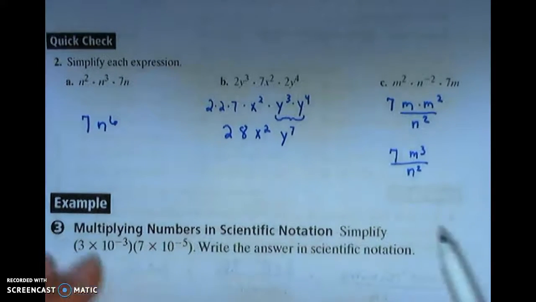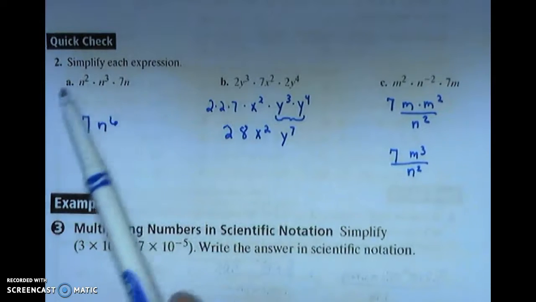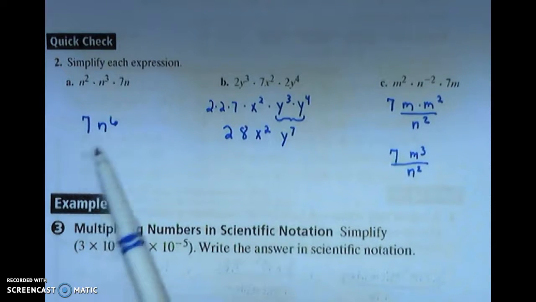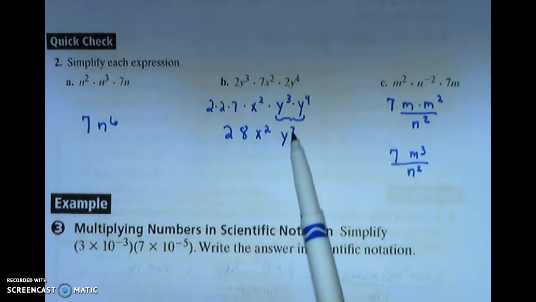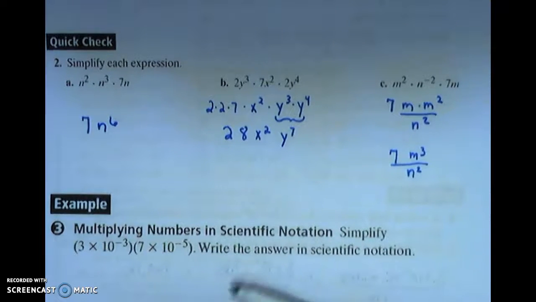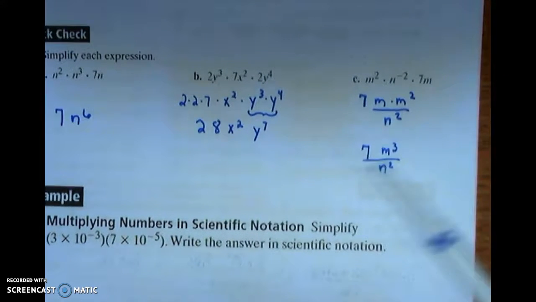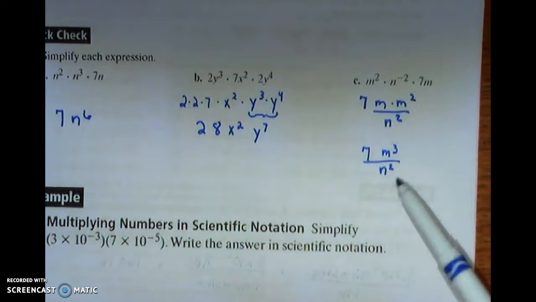All right, so we're looking at quick check 2, examples A, B, and C. The answer to 2A is 7n to the 6th. B is 28x squared y to the 7th. Go ahead and check your work. Make sure you're careful and you're not losing anything along the way. C had a combination of both, and so you want to make sure that you are checking your signs.